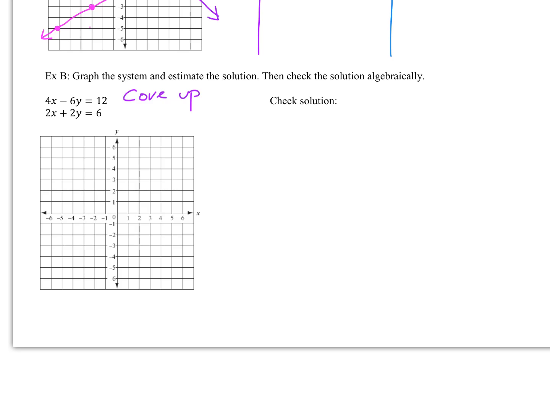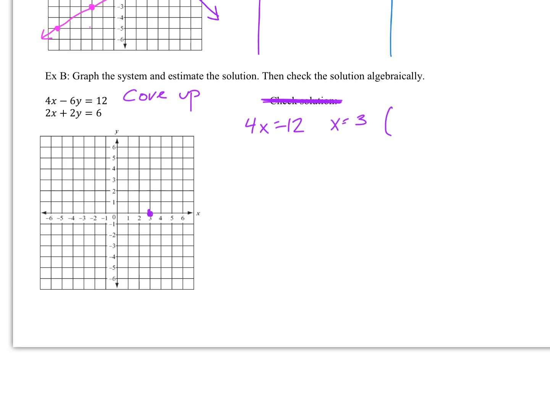I'm not gonna have us check the solution on this one just because I kind of want the work to show. So if I cover up the -6y, I get my little equation of 4x equals 12. So what's my x-intercept? 3. 12 divided by 4 is 3. So I go to 3 on the x-axis.